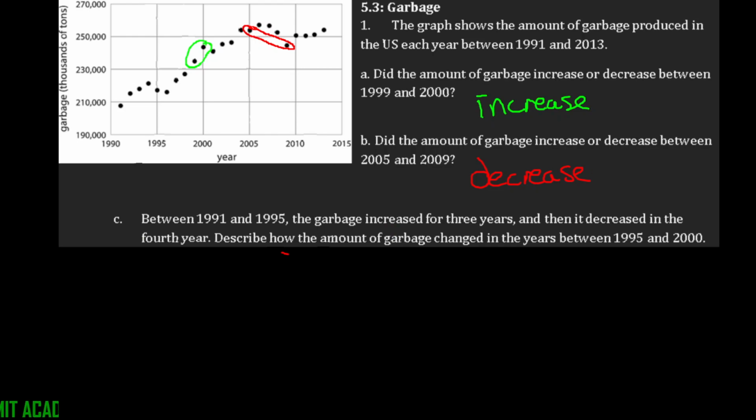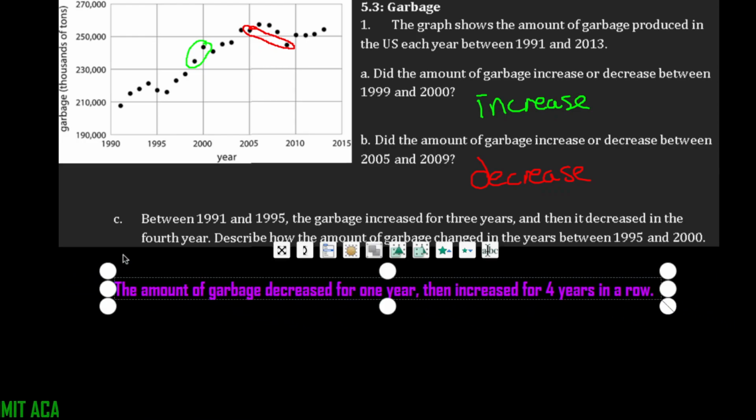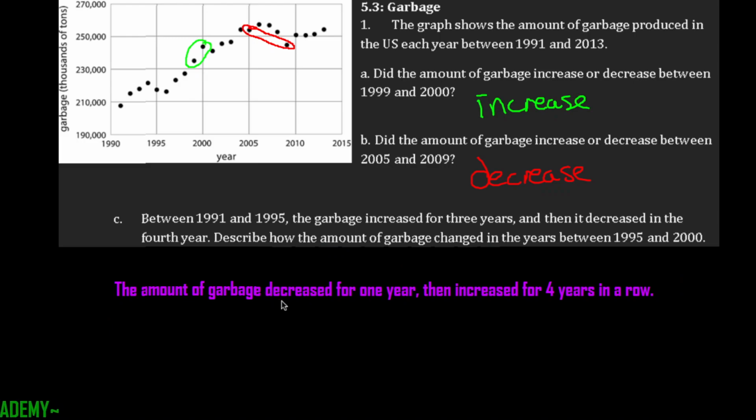So then it says for part C, it has between the years 1995 and 2000, the garbage decreased for 1 year, and then it increased for 4 years. Describe how the amount of garbage changed between the years of 95 to 2000. So we could say something like this. We could say, hey, the amount of garbage decreased for 1 year, and then it increased 4 years in a row. So we're just kind of talking about this section here.